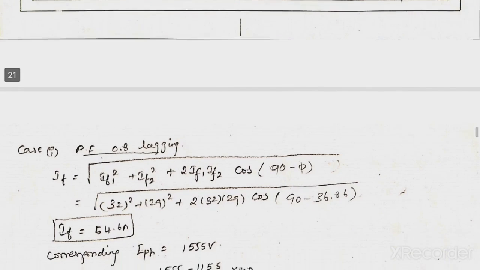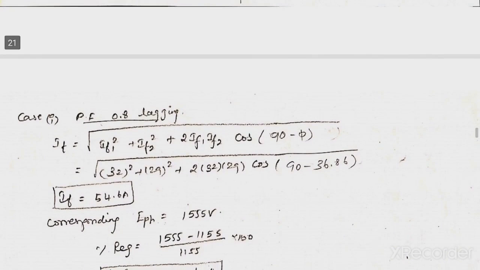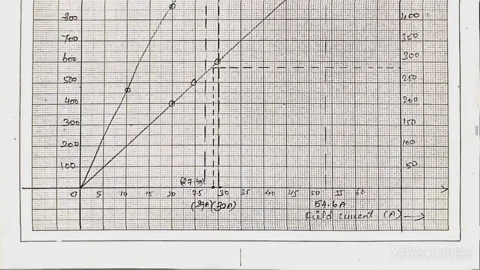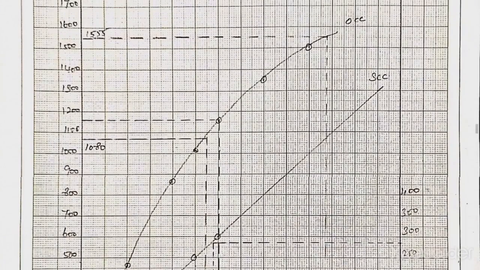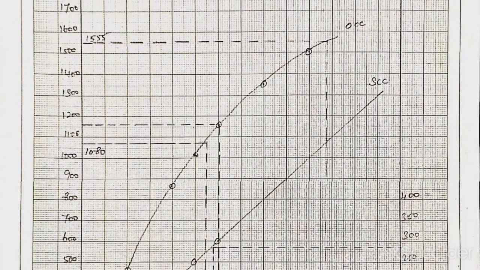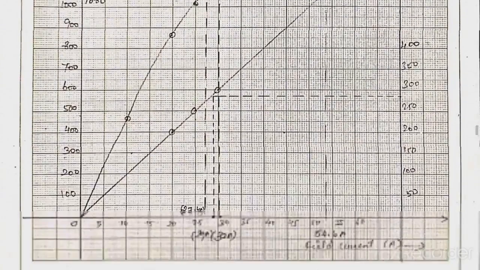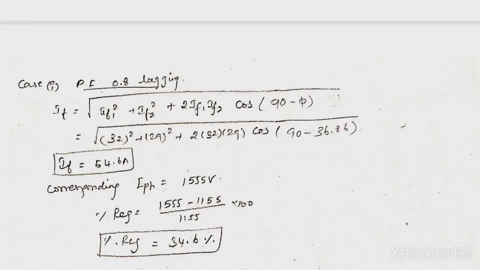Then we will find the corresponding E phase value for 54.5, that is 55. We mark it with a dotted line on the OCC curve. So the 55 will hit the OCC. We find the E0 value as 1,555. So it will be marked as 1,555. Then calculate the regulation: E0 minus V divided by V. V is constant, 1155 for this sum. So 1,555 minus 1155 divided by 1155, into 100. So the percentage regulation is 34.6 percent.